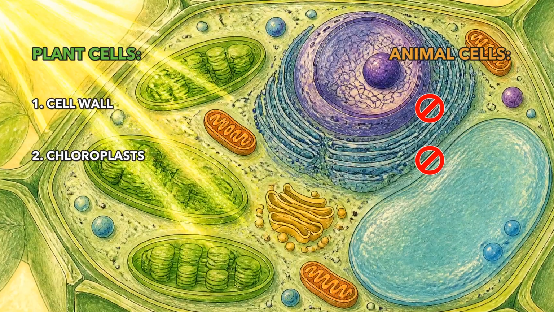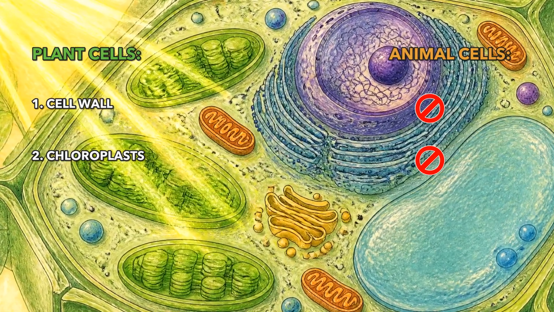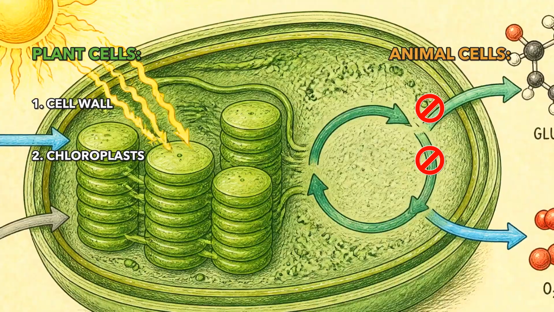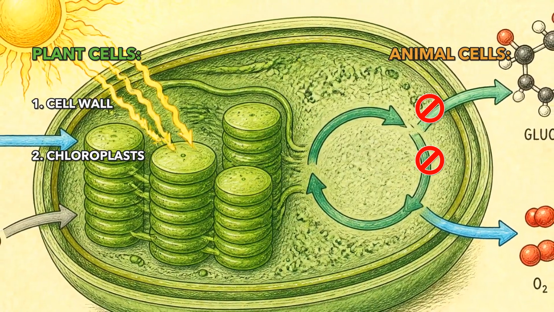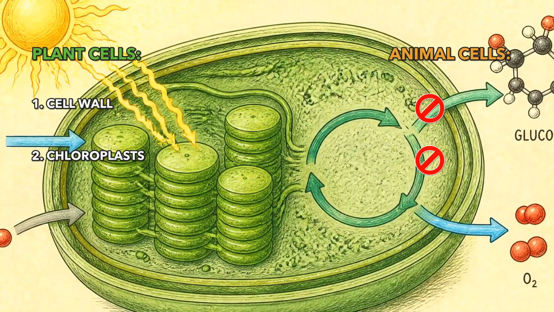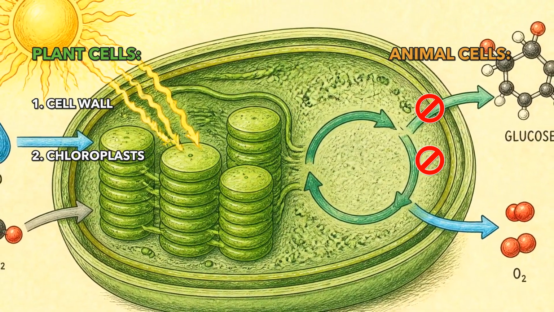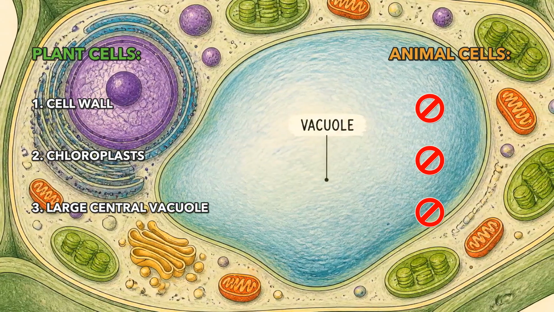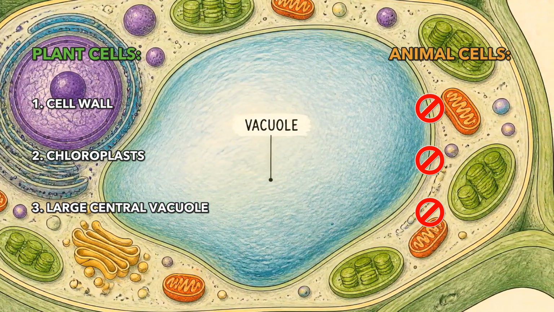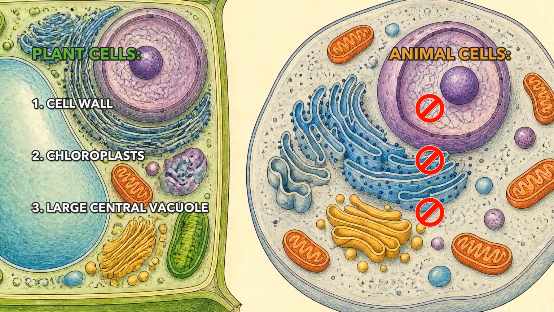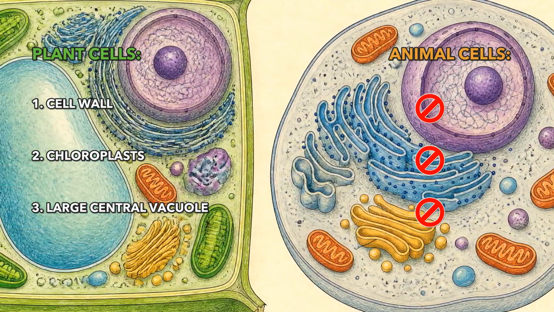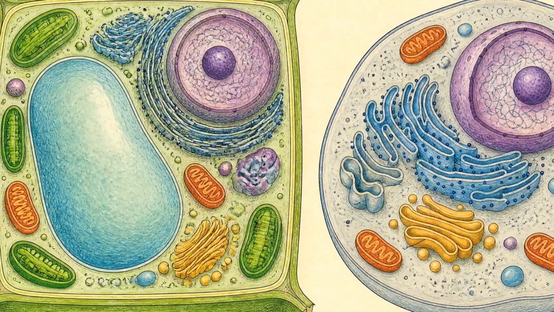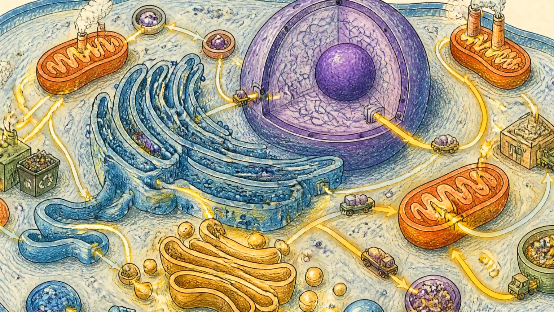The second is chloroplasts. Chloroplasts contain chlorophyll, the green pigment that captures sunlight. Using sunlight, water, and carbon dioxide, chloroplasts perform photosynthesis, producing glucose for energy and releasing oxygen into the atmosphere. The third difference is the large central vacuole we mentioned earlier. These three structures explain why plant cells have a more rectangular appearance, while animal cells tend to be rounder and more flexible. Why does cell structure matter, you may ask?